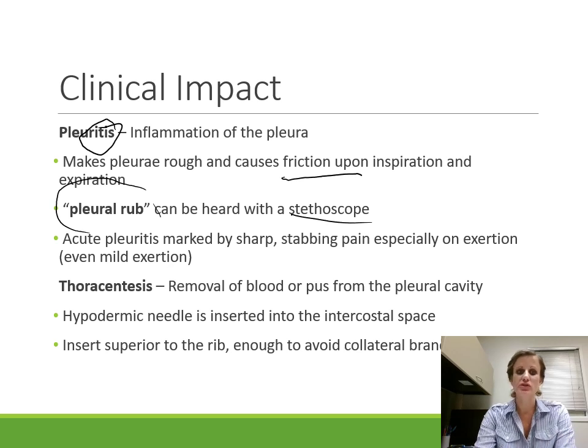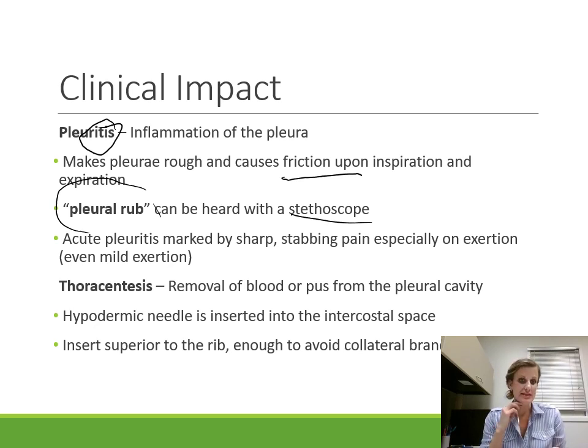Thoracentesis refers to the procedure where we remove some sort of fluid from the pleural cavity. We can be removing blood if it's a hemothorax. We can be removing pus or whatever fluid is present if it's a hydrothorax.